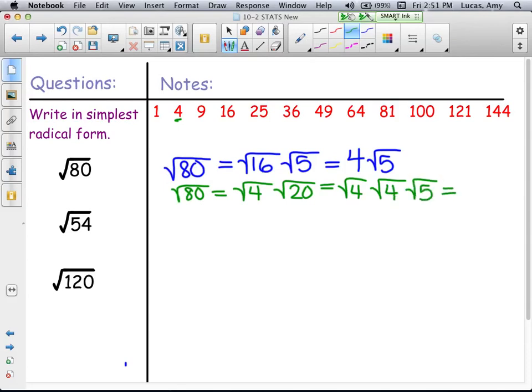Then the square root of 4 is 2, another square root of 4 is another 2, and then you have the square root of 5, so 2 times 2 is 4 times the square root of 5. So you can get to the same answer if you use a smaller perfect square factor, it's just that it's going to take you longer. So it's always best if you can find the largest perfect square factor for your radical right from the beginning.